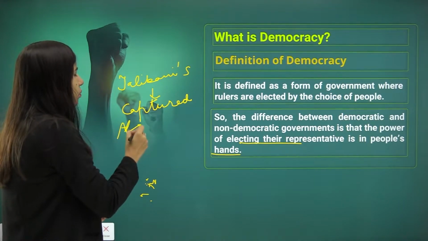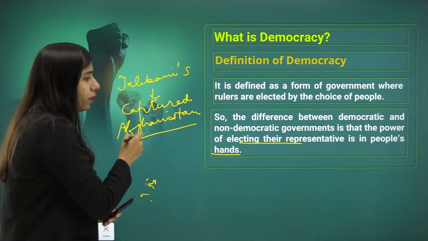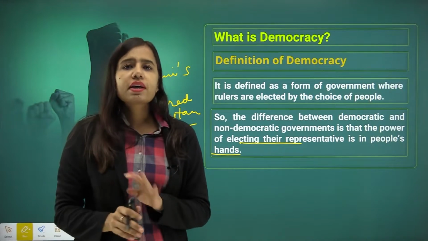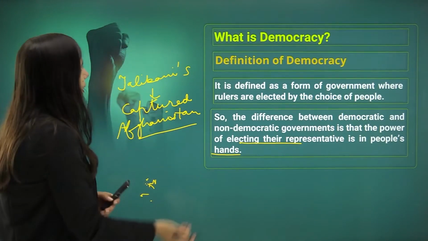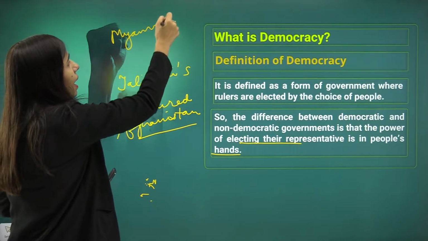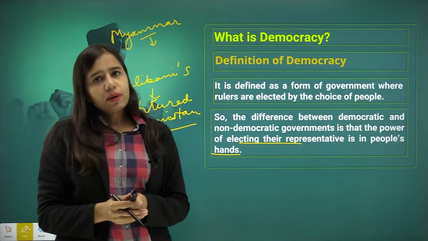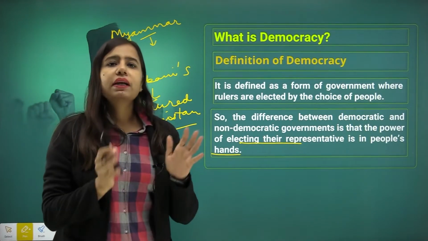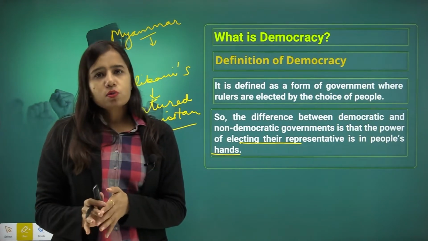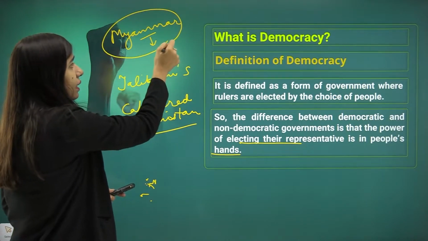Let us take one more example. If you are following the news, children, if you are not following the news, I would recommend that please start following the news. News is very, very important. So, lately in the news, you must have seen Myanmar. What is happening in Myanmar? Aung San Suu Kyi, who was the leader there, has been arrested by the army, right? So, what happened? Military leaders have captured Myanmar and they have put Aung San Suu Kyi in jail. So, again, Myanmar is not a democracy.